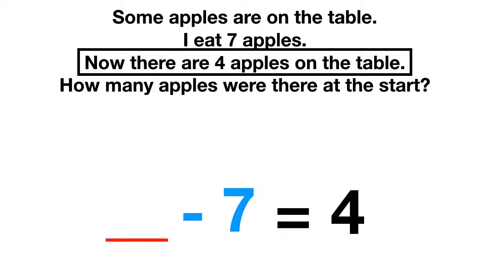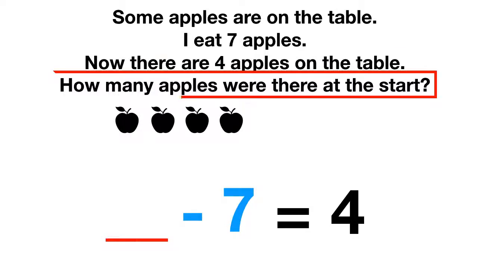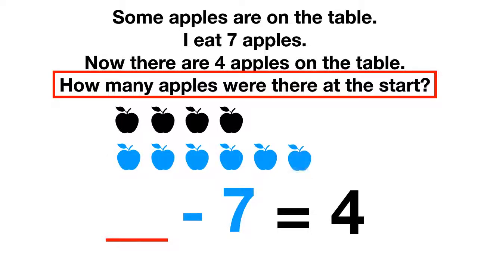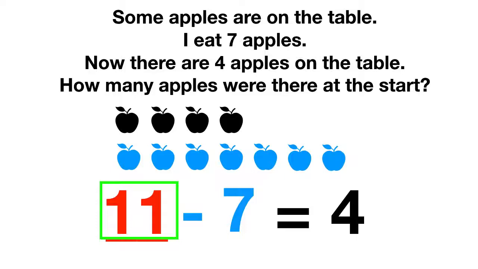We can draw those 4 out. 1, 2, 3, 4. These are the ones still on the table. To figure out how many apples were there at the start, we need to add back in the 7 that were eaten. We have to add in 1, 2, 3, 4, 5, 6, 7. Now to figure out the total number of apples at the start, we just count all of these up. 1, 2, 3, 4, 5, 6, 7, 8, 9, 10, 11. There were 11 apples on the table at the start.